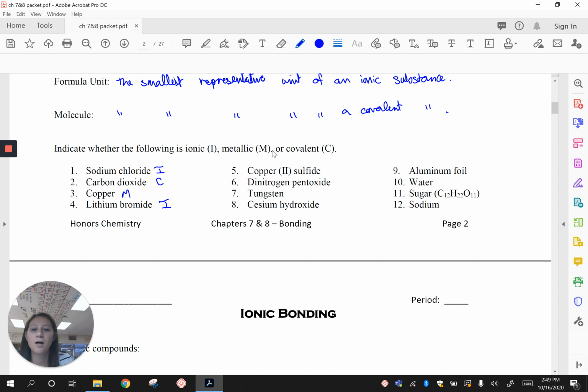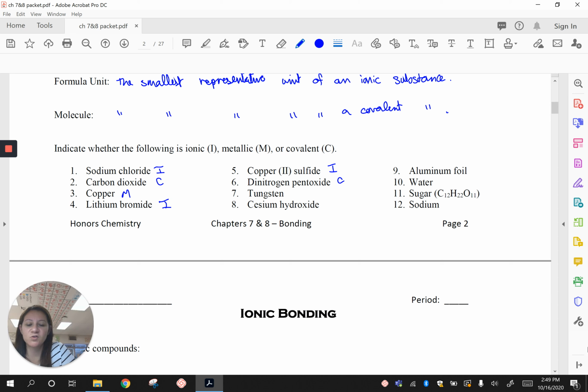Next one, copper(II) sulfide. Don't let that 2, the Roman numerals, bother you. It doesn't matter. Copper is a metal. Sulfide comes from sulfur, which is a nonmetal, so that would be ionic. Dinitrogen pentoxide. Again, don't let these prefixes intimidate you. Nitrogen is a nonmetal. Oxygen is a nonmetal, so all nonmetals, so that would be covalent.